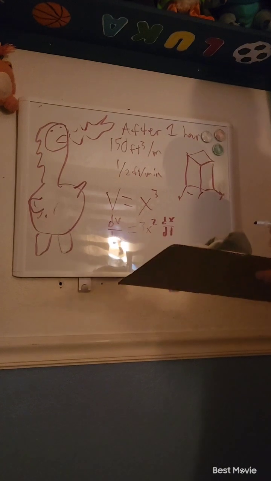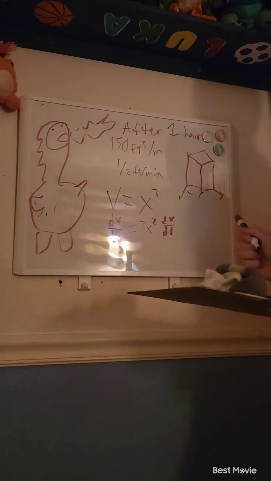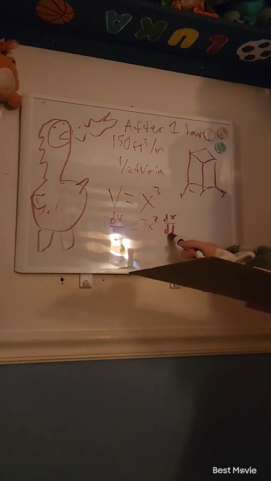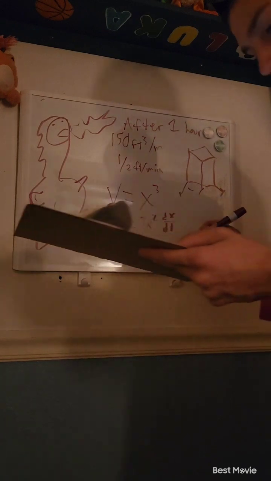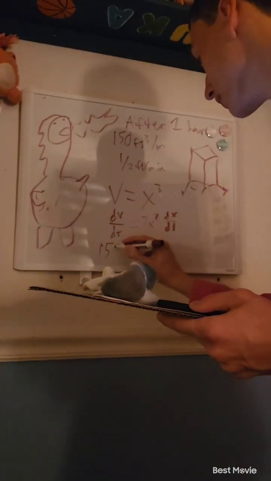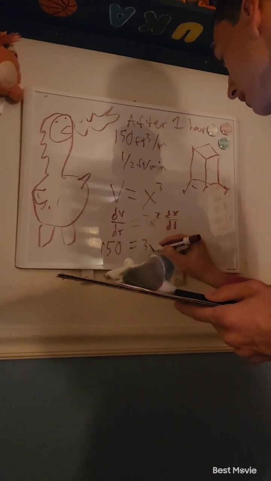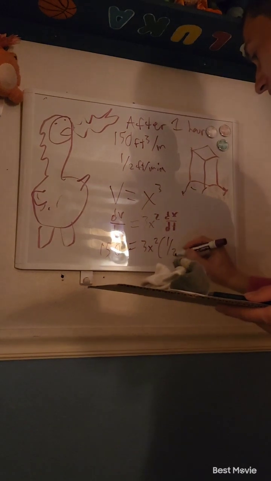So now we have some known values, right? We have the rate at which the volume is increasing, and we have the rate at which the side lengths are increasing, which is what these values are equal to. So we can now substitute the known values. 150 is equal to 3x squared times 1/2.